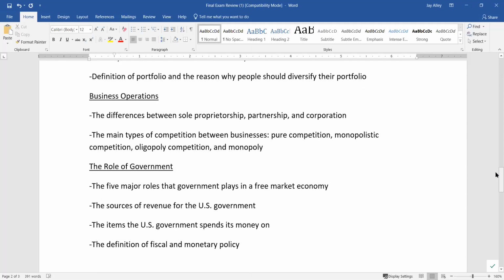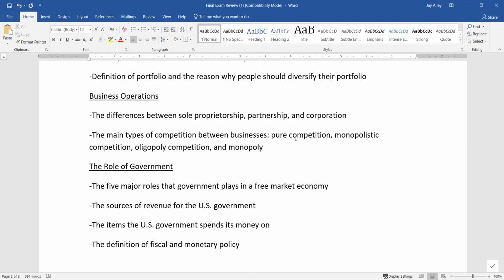Types of competition, you should know what those are. Monopoly's bad, pure competition good. Good for who? Us. Consumers. We want competition. We don't want monopolies, because if there's a monopoly, they can charge whatever they want. That's not good for us.